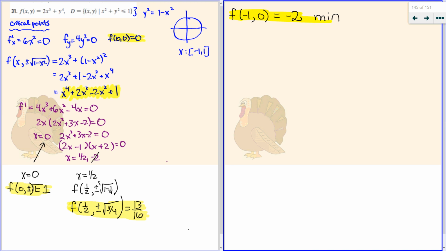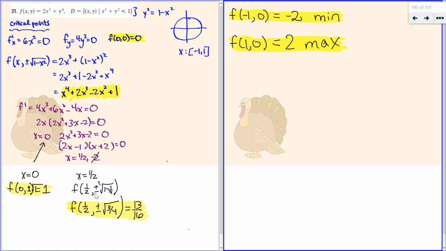And then if I look at the other point in that graph, that was 1. And (1, 0) is going to yield 2 as my max. And I'm getting those by plugging them into this function here. That works, just plugging in 1 for x. Notice we get 2. Plugging in -1 for x, we're going to get -2.